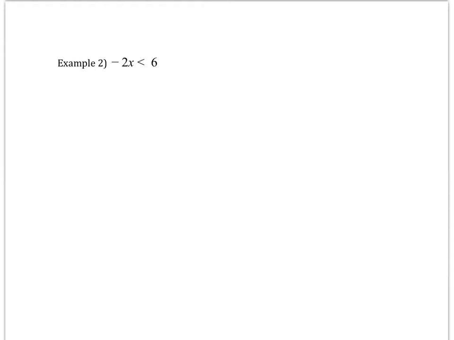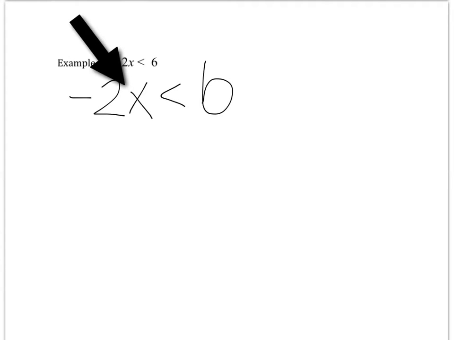My next example reads negative 2x is less than 6. My first step always is to figure out what operation is attaching negative 2 and x. There's no operation in between them, so that means multiplication is happening here. The opposite of multiplication is division, so I'm going to divide each side by what's attached to x. That's a negative 2. So I'm going to divide each side by negative 2.